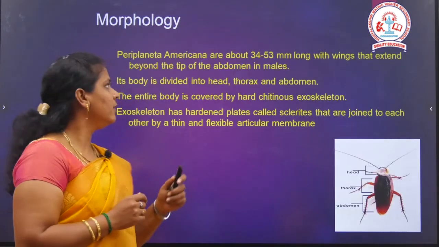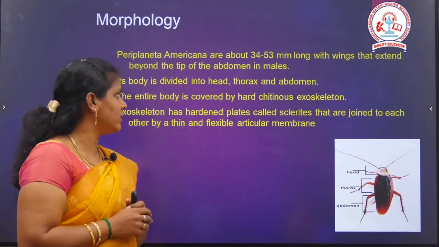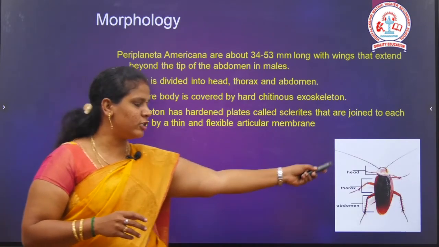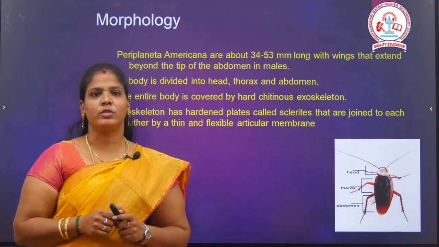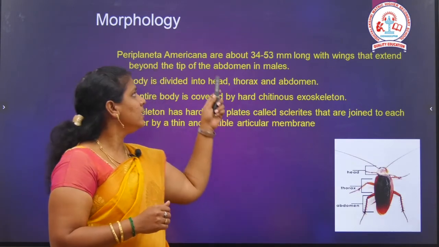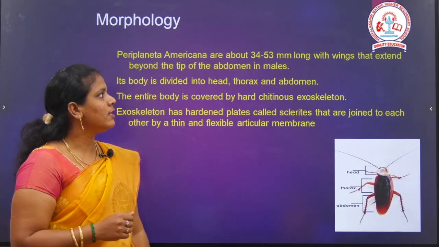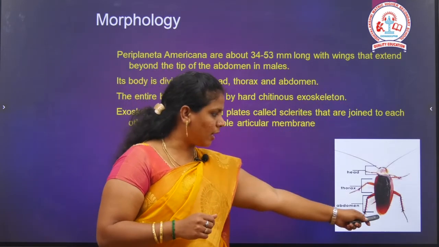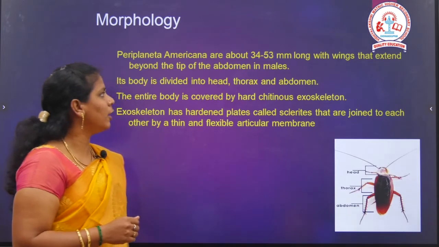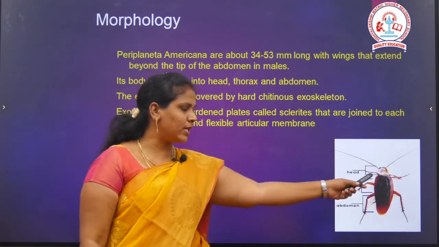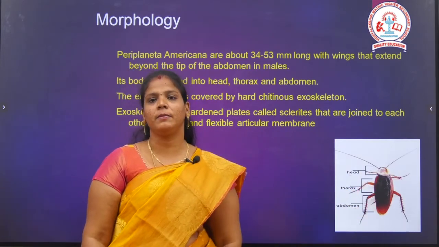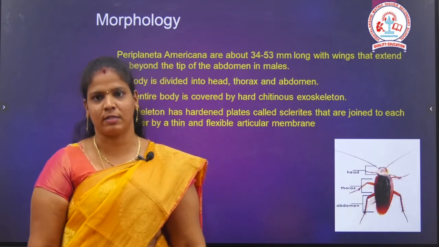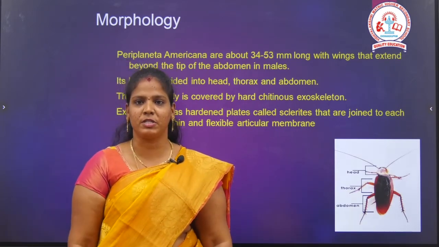In the next slide, let us discuss the morphology. So you can see the morphology of these cockroaches. It can be about 34 to 53 millimeter long, with the wings extending up to the end of the abdomen in the male. So we can see the difference in male and female cockroaches. By the appearance we can differentiate them.